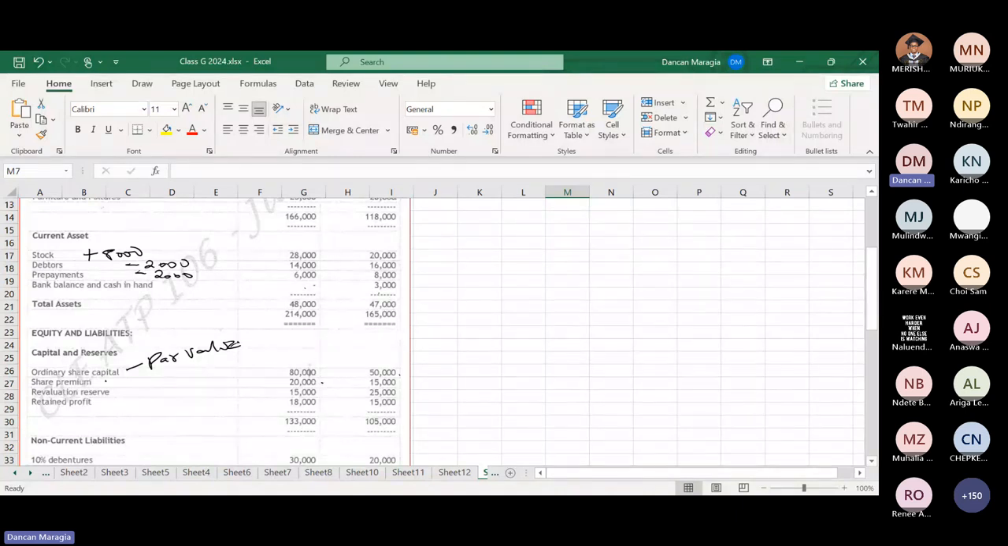Okay, that's noted. So share premium has also changed. For share premium, it will change because of giving new shares and all that. Or it could be that we have actually reduced it, but it shows that it's an increase, so we are going to check. Revaluation reserve was 25 million, now it is 15. This is funny, so we'll want to check why in the additional notes probably. Retained profits, last year we had 15, this year we have 18. So already there is a movement in profits, but we'll also want to check how.